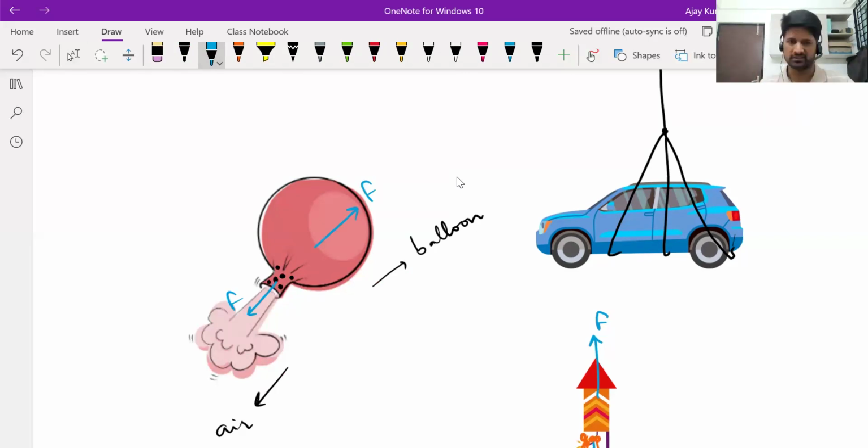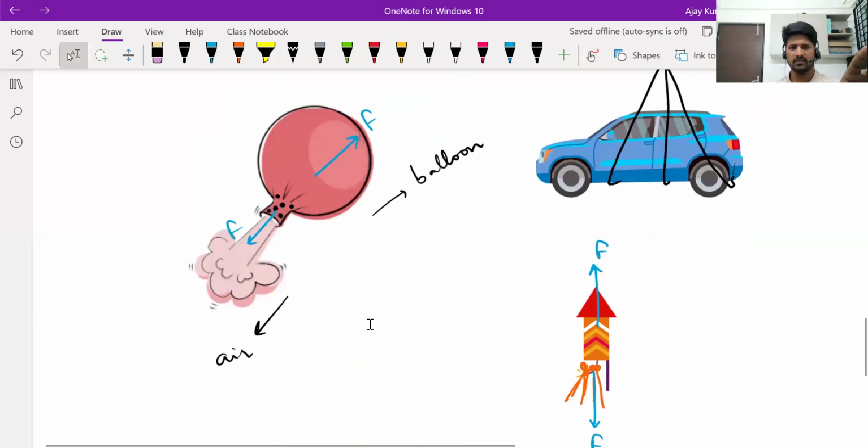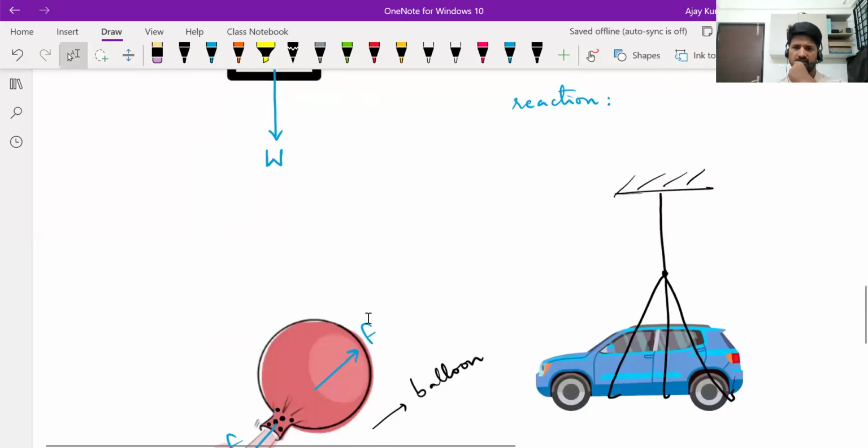Same thing happens in rockets. Same thing happens in space boosters also, like space module boosters. Same principle. They don't carry air. They carry some chemicals which can be converted into gases and propelled outwards in a particular direction as we want. Anyway, these are all applications of action reaction only. Rocket propulsion is an application of action reaction. A balloon going is also an application of action reaction only.